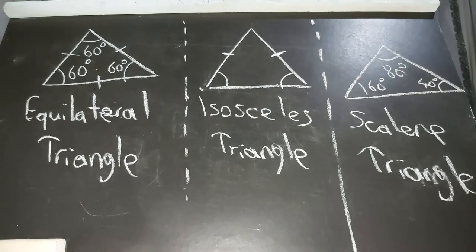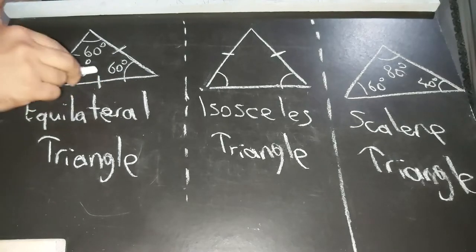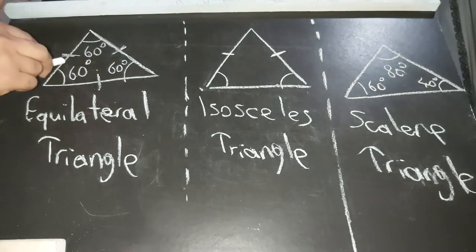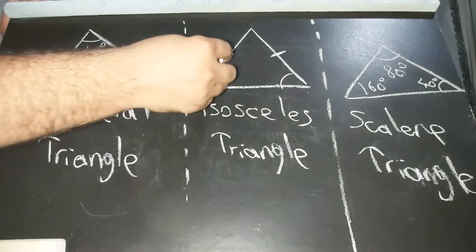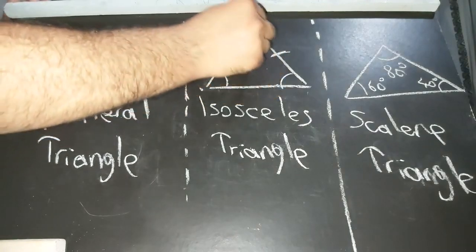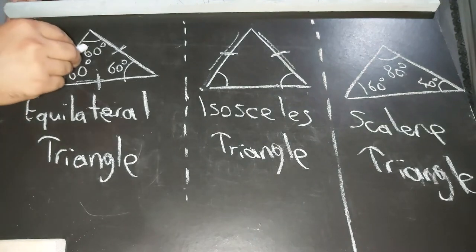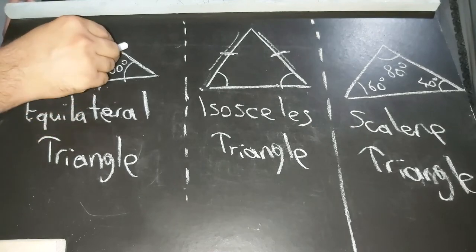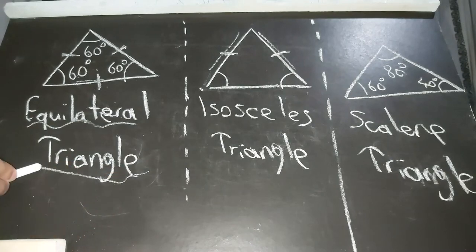So now we have some special triangles. If all angles are the same and all sides are the same, by the way, these signs show that this side and this side are the same, and the same like this. This means this and this side are the same. Okay, so if all angles are the same and all sides are the same, we call this triangle an equilateral triangle.